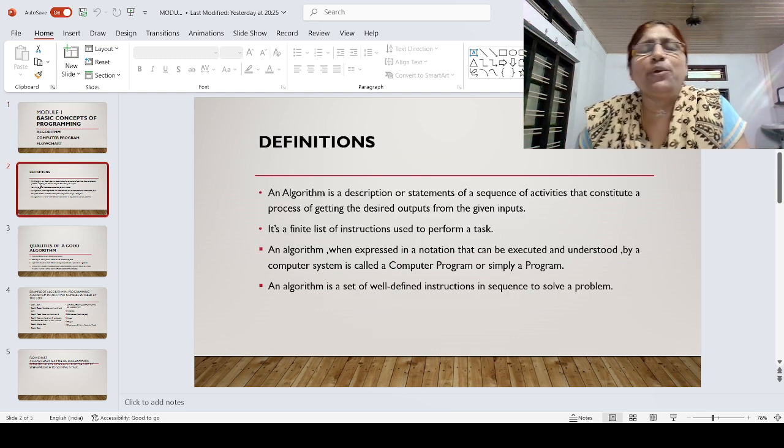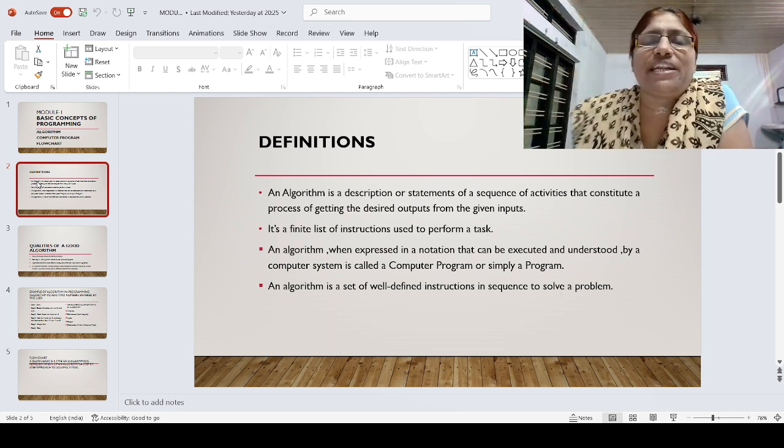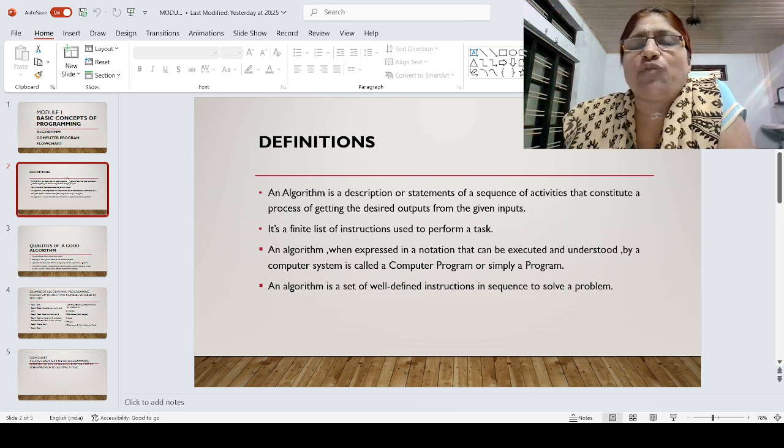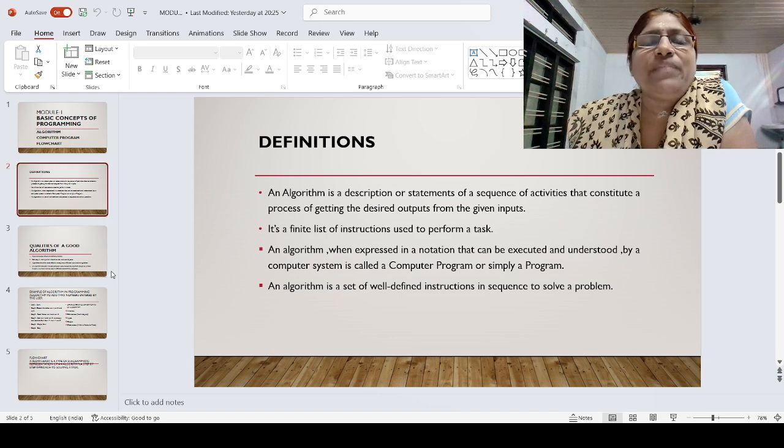Okay, what do you mean by an algorithm? An algorithm is a description or statements of a sequence of activities that constitute a process of getting the desired output from the given inputs. That means we are giving some inputs and we get desired outputs.